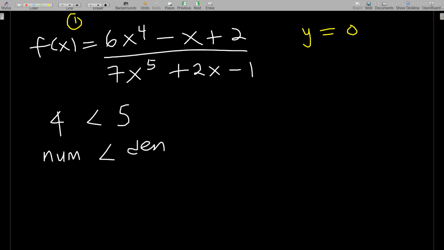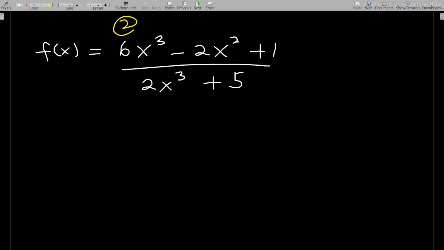So when the degree of the numerator is less than the degree of the denominator, the horizontal asymptote is y equals 0. Whenever it is less than that, this works. So the horizontal asymptote, HA, for this question is y equals 0. So that was the shortcut I used. You don't need to go through all the limit process.